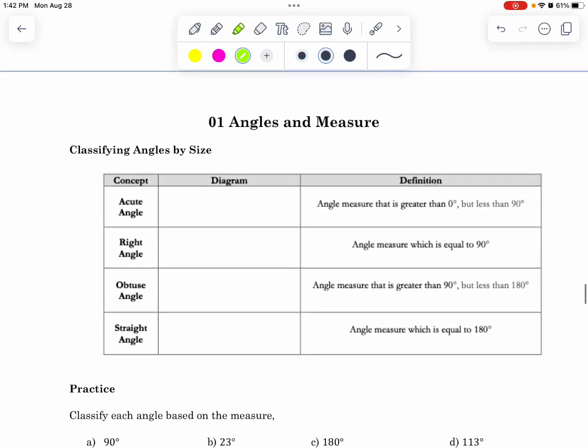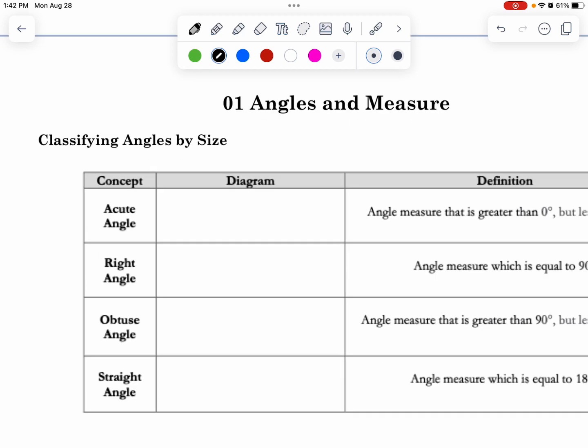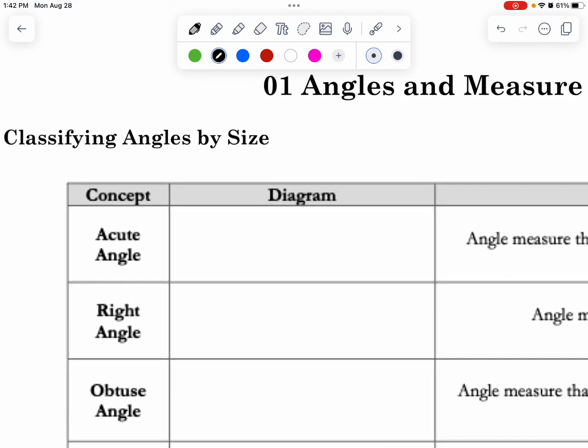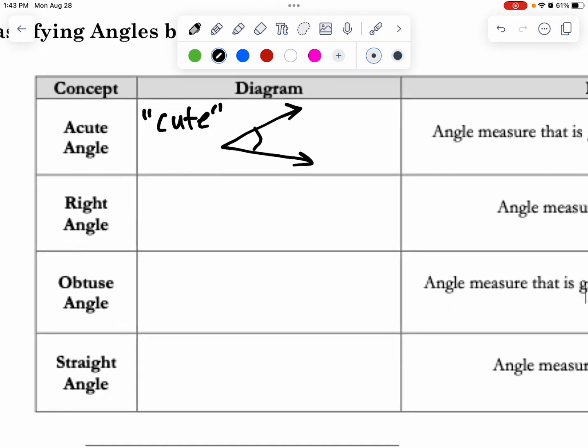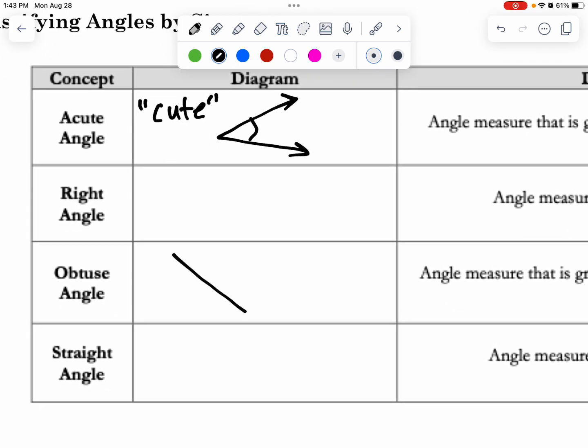Let me flip the page. And I have some types of angles that you've probably heard of before. So we have acute angle. An acute angle is a small angle with a small measurement in there. You can think about it being like a cute little angle. Yay, it's so tiny. As opposed to an obtuse angle is a really big one that looks like this.